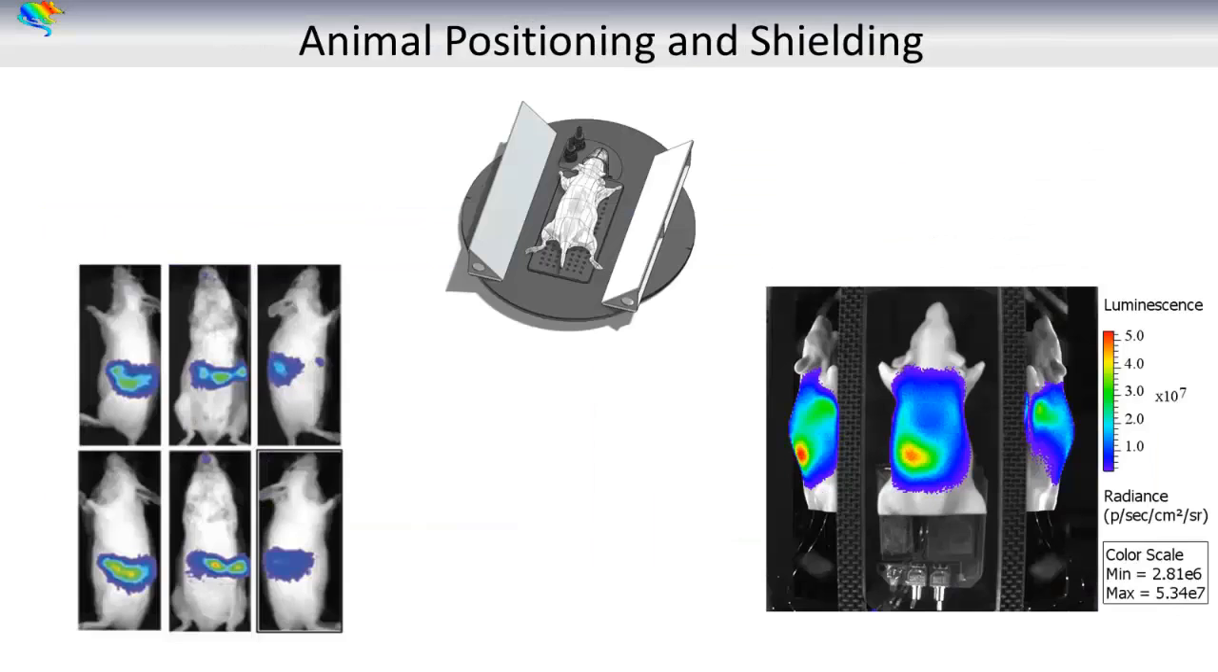Animal positioning and shielding. As tissue absorbs and scatters light, positioning does affect sensitivity. Always position your animal with a light source perpendicular to the camera. Image multiple sides or use a side view mirror accessory which provides 2 additional views in one image acquisition.